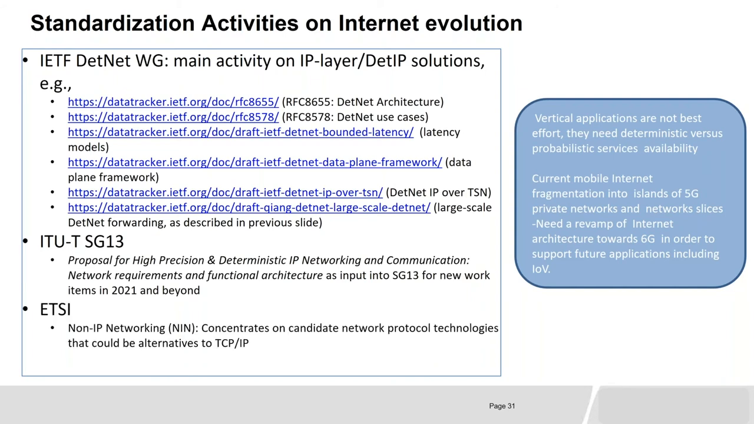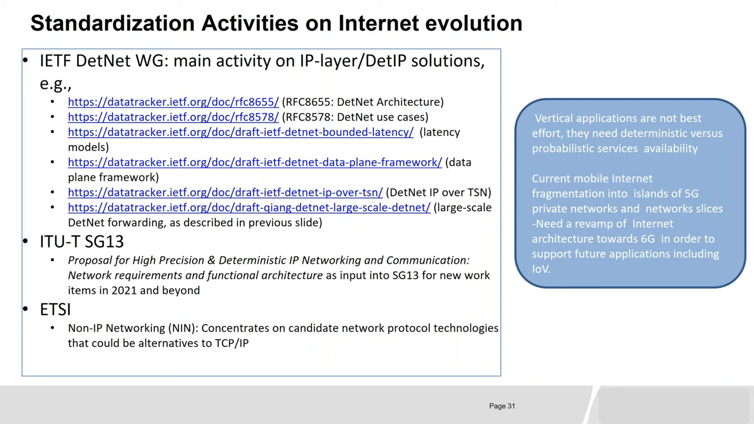And I think this is ETSI, the European Telecommunications Standards Institute. They are working on something called non-IP networking. So they want to move away from TCP/IP, looking at candidate network protocol technologies that could be an alternative to it. So there's a lot of work happening now, driven by the need for 5G in particular for these sort of vertical networks. And I think it's going to be even more in 6G.